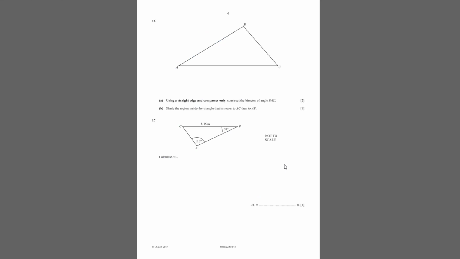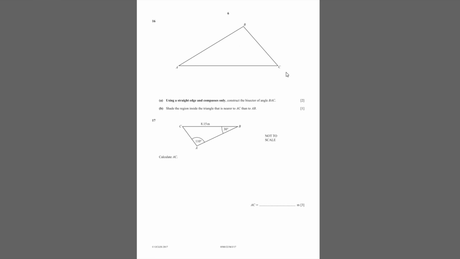Moving on to question 16. On a computer, this is a little harder to do, as I do not have the appropriate sketching tools for this. However, this will be showing my best attempt. 16a, using a straight edge and compasses only, construct a bisector of angle BAC.